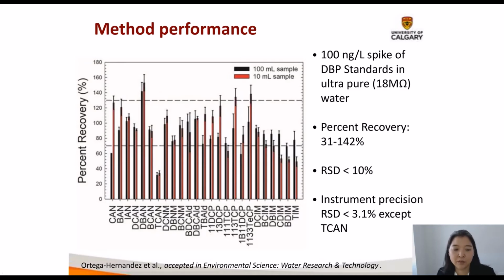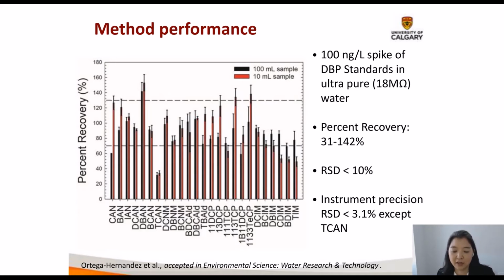And so we tested the method's performance and compared it again with the original liquid extraction. So we added a 100 nanograms per liter spike of the different disinfection byproduct standards in ultra pure water and compared it to 10 milliliters. And we observed there were very slight changes. In some cases, it was an increase of percent recovery from 31 to 142%. We also observed relative standard deviations less than 10% for the spike recoveries.